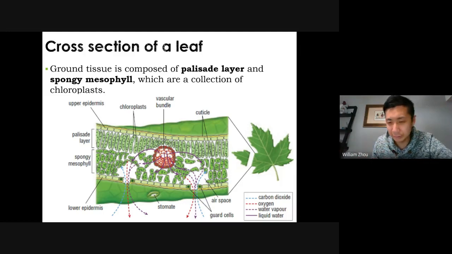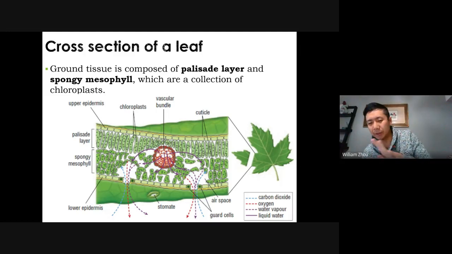Do we have any questions about the cross section of a leaf? Okay, fantastic.